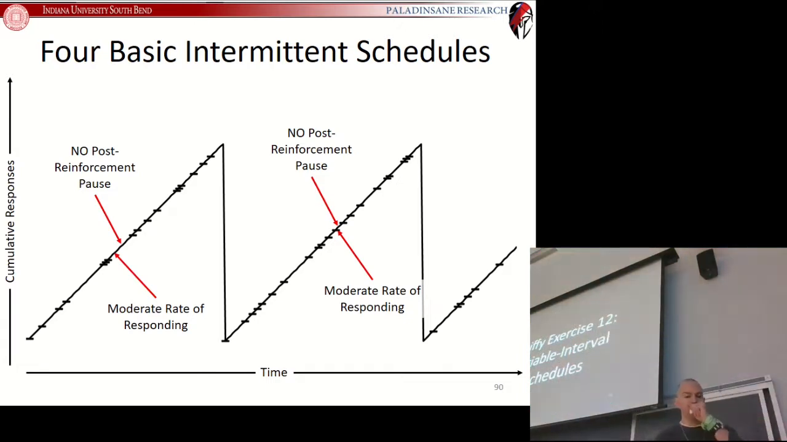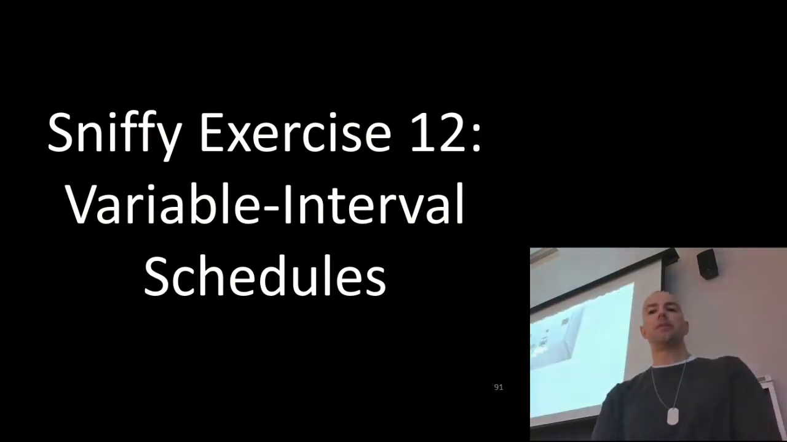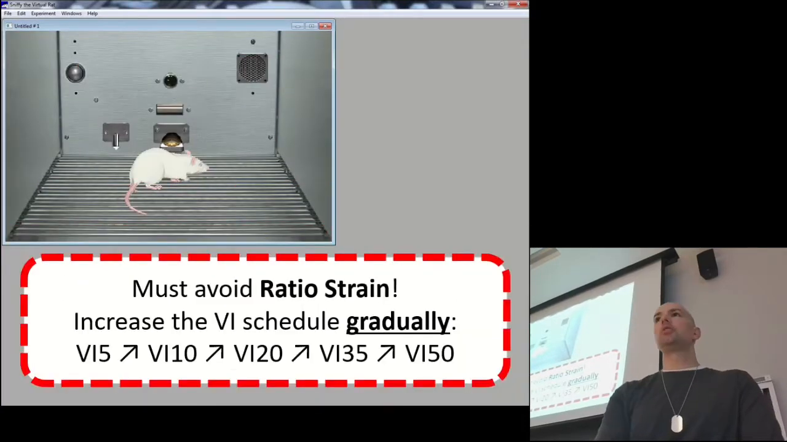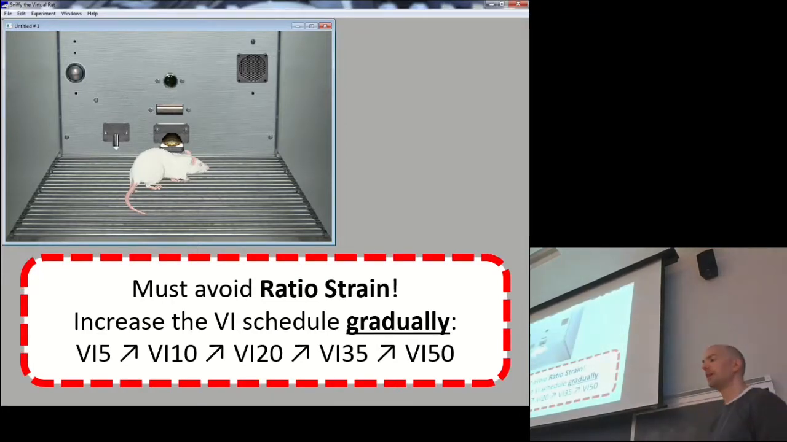All right. And then this is also a schedule that you're going to put Sniffy on. So just once again, avoid that ratio strain. Make sure that you don't take Sniffy from another schedule straight up to a variable interval schedule of 50, because again, you might put him through extinction, in which case you'll have to train him to bar press again, or you'll get ratio strained and you won't get that characteristic pattern. So for full points, when you bring him up to a variable interval schedule of 50, I need to see that kind of straight line, low slope, moderate rate of responding with no post-reinforcement pause.